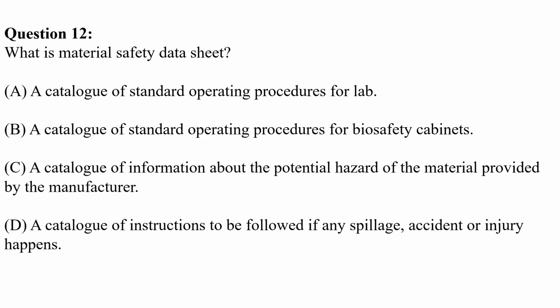Question number 12. What is the material safety data sheet? Option A, a catalog of standard operating procedures for lab. Option B, a catalog of standard operating procedures for biosafety cabinet. Option C, a catalog of information about the potential hazard of the material provided by the manufacturer. And option D, a catalog of instructions to be followed if any spillage, accident or injury happens. So what would be the correct answer? What is a material safety data sheet?